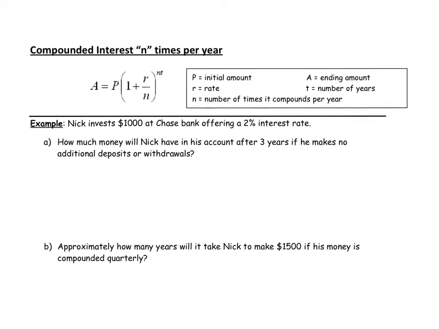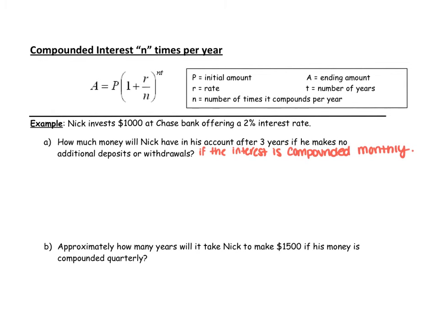So I'm going to say, how much money will he have in his account after 3 years if he makes no additional deposits or withdrawals if the interest is compounded, let's say monthly.